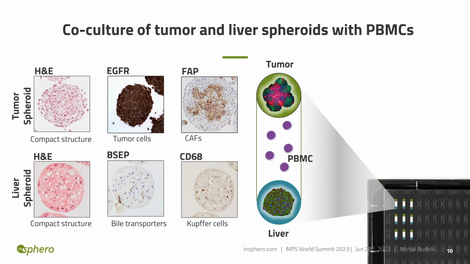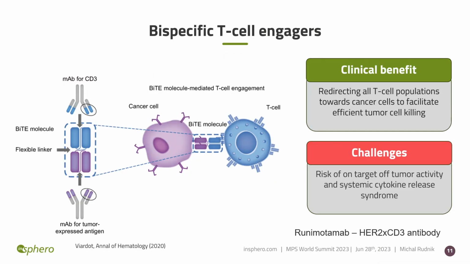So in our setup, tumor spheroids were composed of HCT116 colon cancer cells and cancer-associated fibroblasts, and they exhibit a compact structure modeling solid tumors. The liver spheroids contained not only hepatocytes, but also endothelial cells and Kupffer cells, and they maintain metabolic activity over time. Both spheroids were co-cultured together with PBMCs from healthy donors in the twin unit.